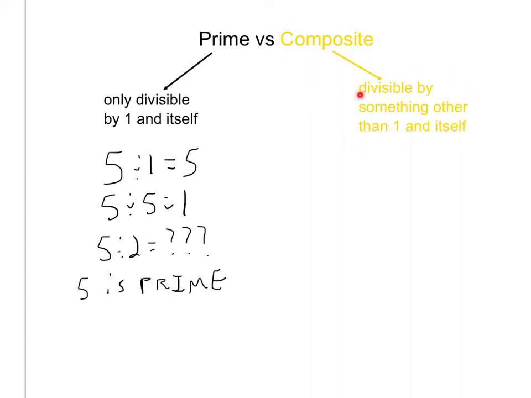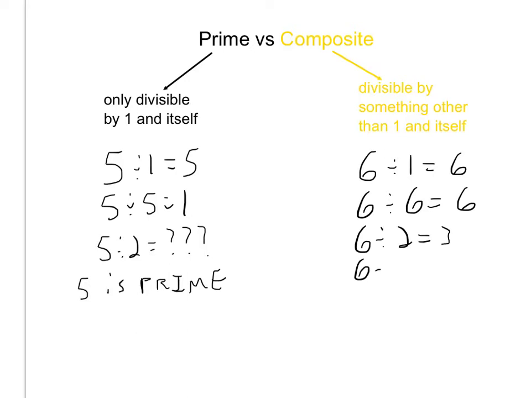A composite number is divisible by something other than 1 and itself. Okay. So let's look at, for example, 6. Well, I can divide 6 by 1. I can divide 6 by 6, so it's divisible by 1 and itself, but it's also divisible by 2. And it's also divisible by 3. Okay, so 6 is composite, because we can divide it by other things, other than 1 and itself. Okay, so that's what the definition of those means.